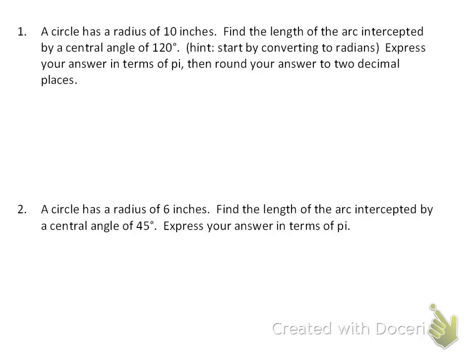So I have a circle with a radius of 10 inches. Find the length of the intercepted arc by a central angle of 120 degrees. This is the first time and the last time you're going to get the hint. The hint is to start by converting to radians, because to work with our radius, we need our radians. So we identify radius. Radius is 10 inches. And we identify theta. Theta is 120 degrees. But what is my radian equivalent to 120 degrees? 2 pi over 3.